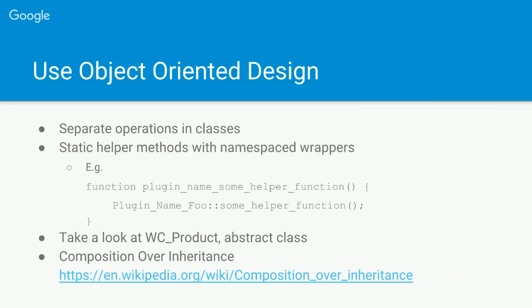So for example, in your functions.php file, those are global functions. You can call them anywhere, which can be a good thing or a bad thing, as opposed to if you have a static method, it's more self-contained, but you have more syntax to call. So WooCommerce does a hybrid approach, where, for example, you have a function plugin_name_some_helper_function, and that calls the plugin name helper class, plugin_name_foo::some_helper_function. That way, you get the best of both worlds.